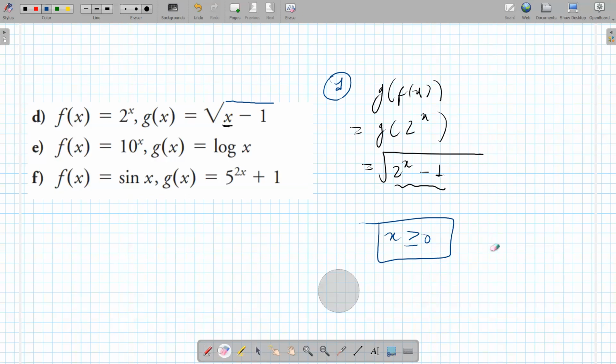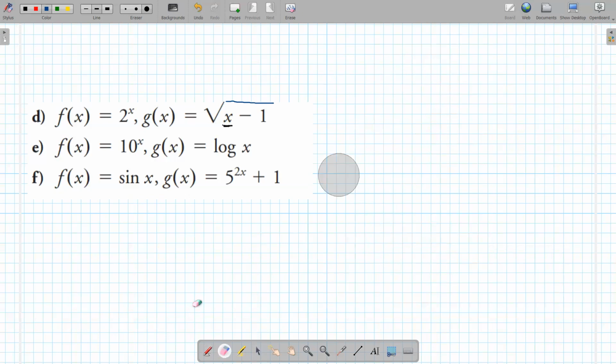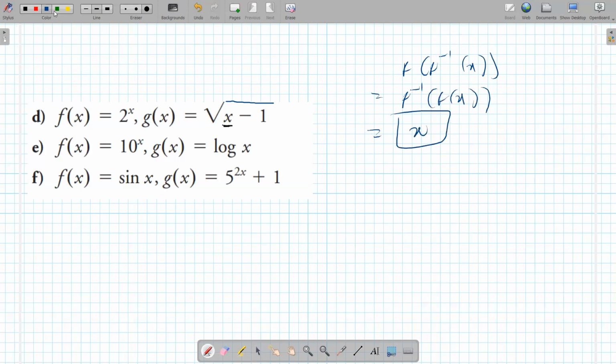Let's look at E, 10 to the x and log of x. Remember, these are inverses. f of f inverse of x and f inverse of f of x is just x. So here, if we do f of g of x, so f of log of x, that equals 10 to the power of log of x. What is this equal to if they're inverses of each other?